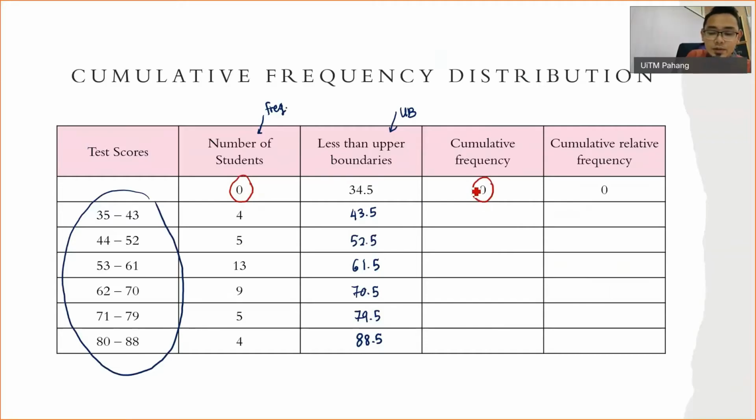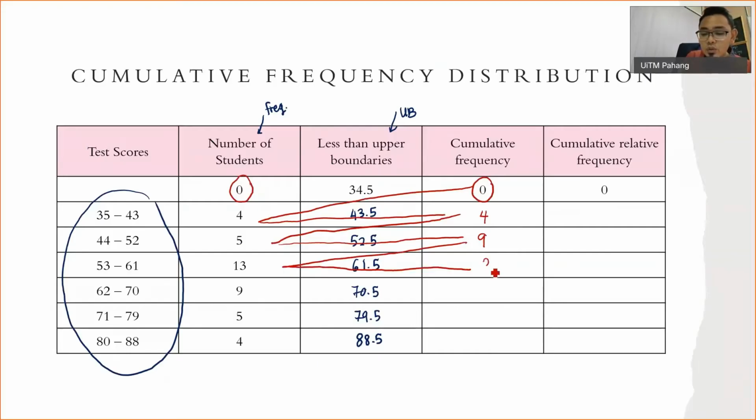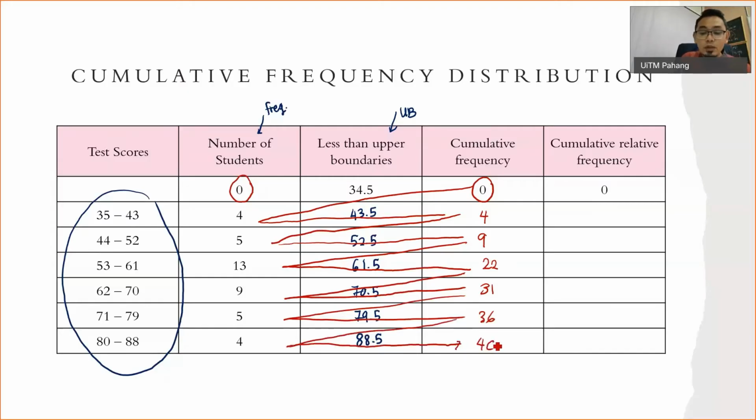So you will have something like 0 plus 4 will be 4. The next one, 4 plus 5 will be 9. And then 9 plus 13 will be 22. 22 plus 9 will be 31. 31 plus 5 will be 36, and 36 plus 4 will be 40. So this 40 is the total number of students in this case.